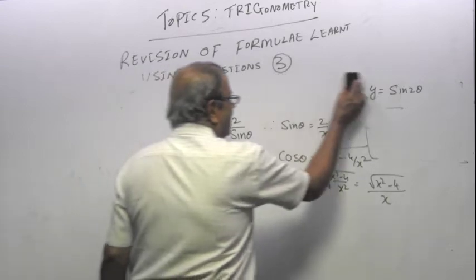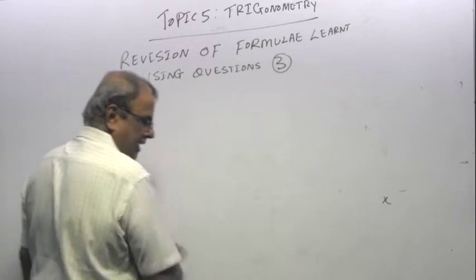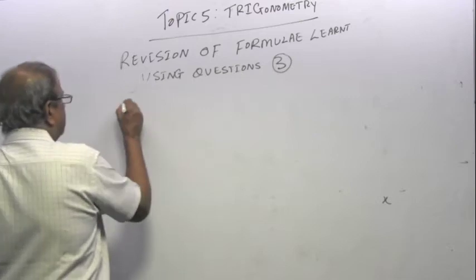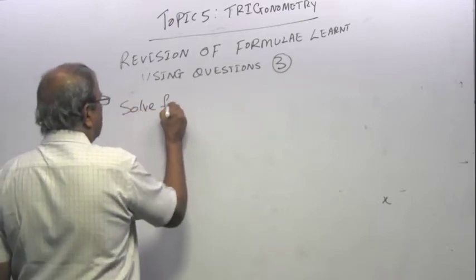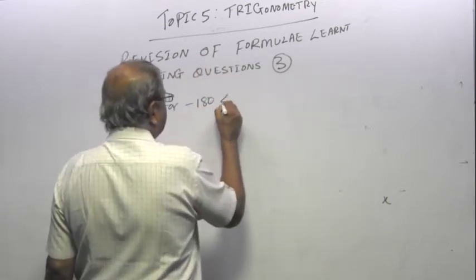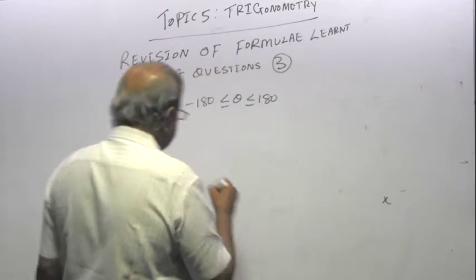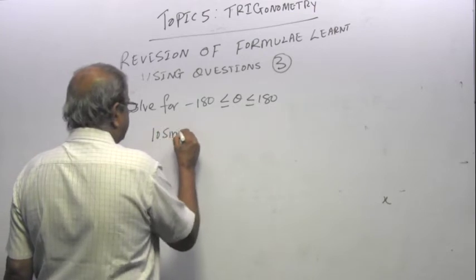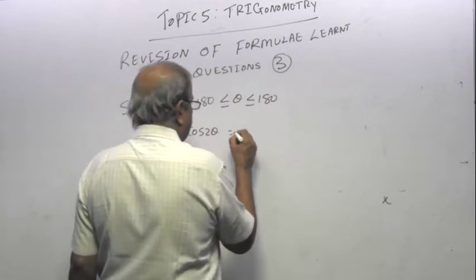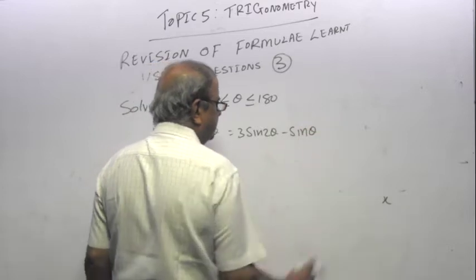Alright. Then I'll have to take an equation, obviously. So let me take an equation. Solve for minus 180 less than or equal to theta less than or equal to 180, 10 sin theta cos 2 theta equal to 3 sin 2 theta minus sin theta. Woo!